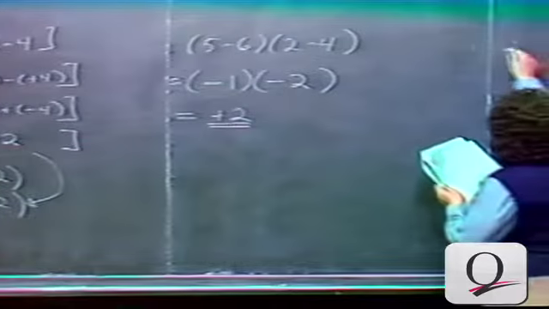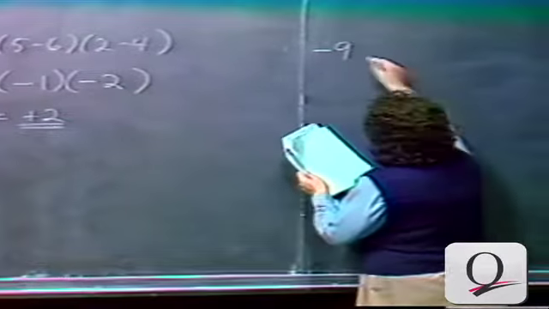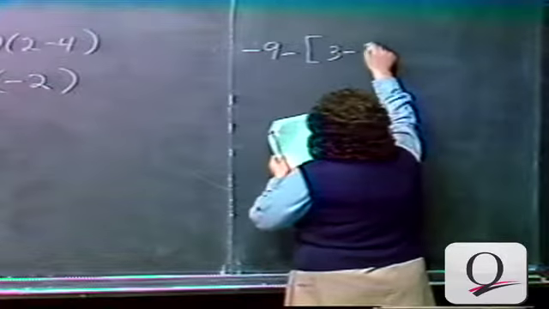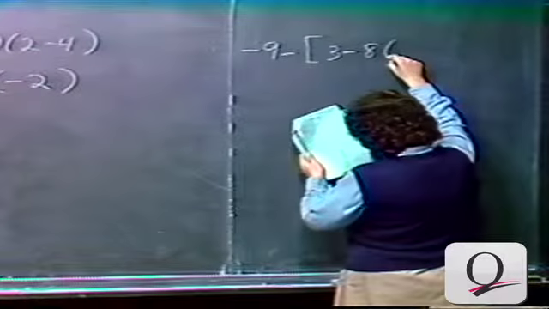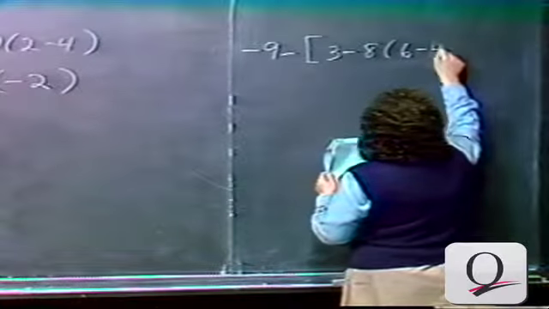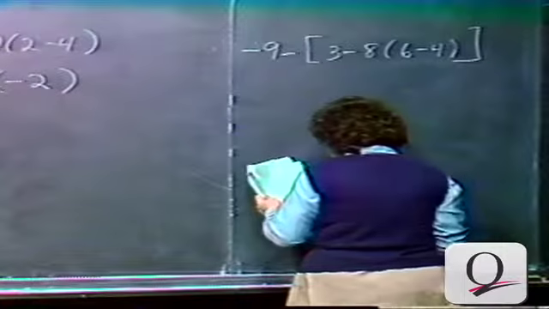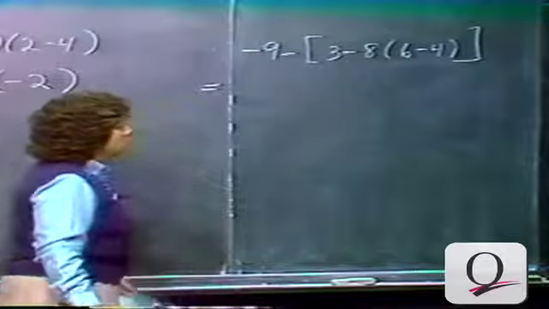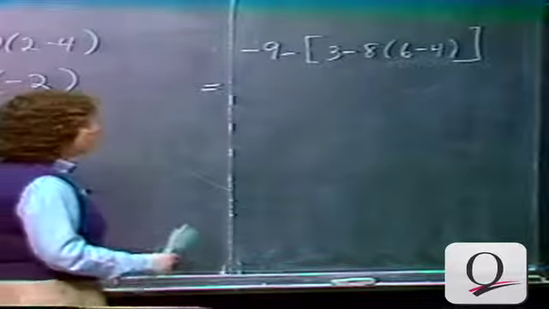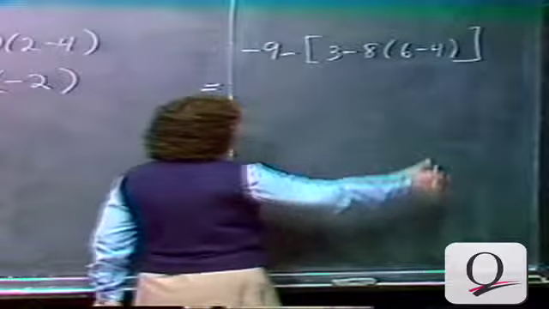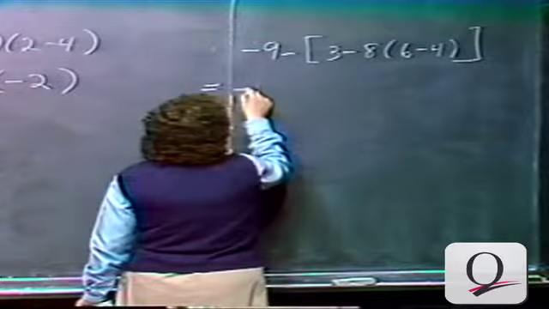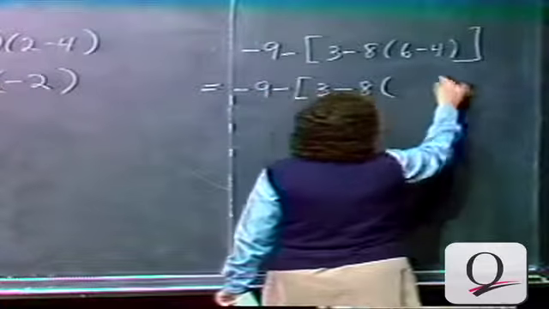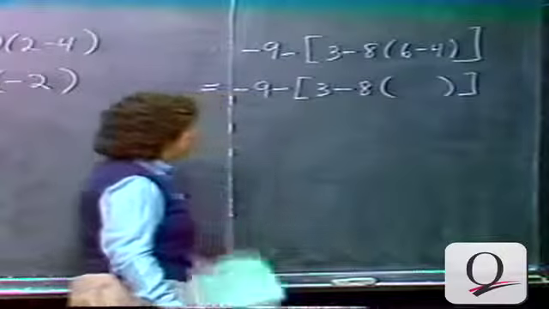Okay, let's try another problem. Minus 9, take away, in brackets, 3, take away, 8, in parentheses, 6 minus 4. Close parentheses, close brackets. Okay, we can have more than one level of grouping symbol, in which case we work with the innermost first. So I'm just going to rewrite the rest of the problem the way it was and just try to simplify what's in the innermost grouping symbol.